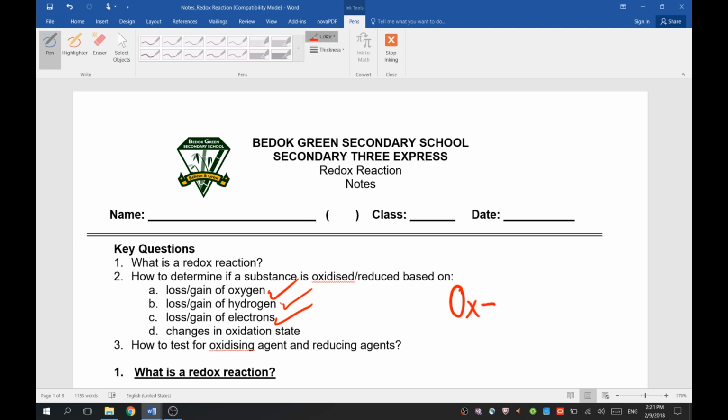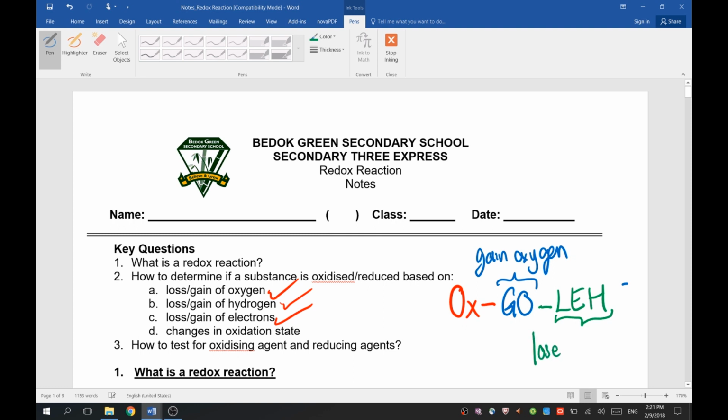Yes, we can say that oxidation is represented when the substance gains oxygen. So GO stands for gain oxygen. Right? And of course you know that it's called OIL RIG, right? So now, what does this LEH mean? Okay, this LEH actually stands for two things, to be honest. It actually stands for lose electrons or hydrogen.